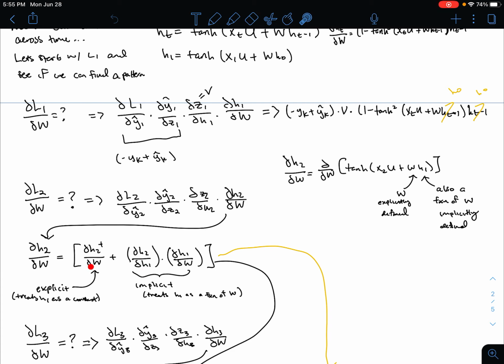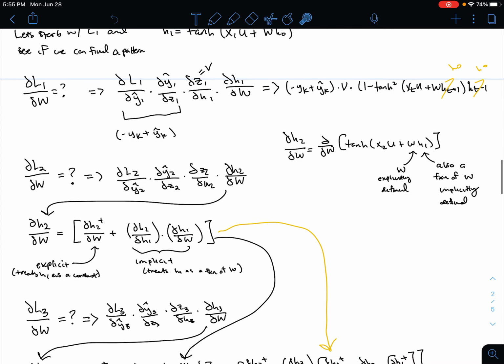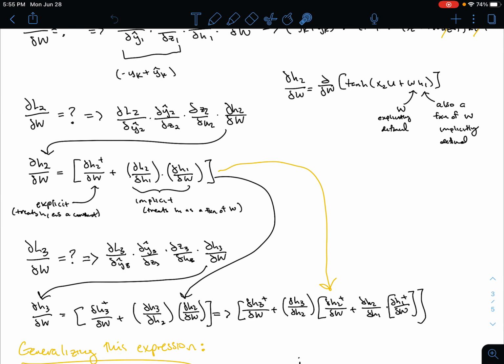So in the explicit version, we just treat H1 right here as a constant and then just take that derivative as if H1 was a constant. And in the implicit version, we actually treat it as a function of W. So this is our expression for ∂H2/∂W, and we substitute it for this term, and we get our entire expression for ∂L2/∂W.